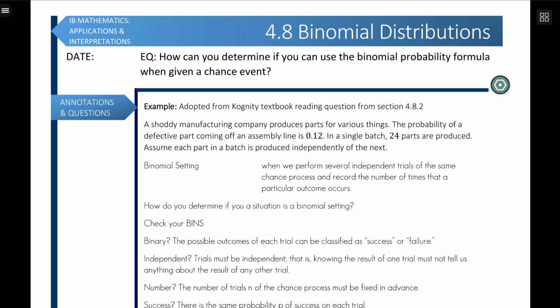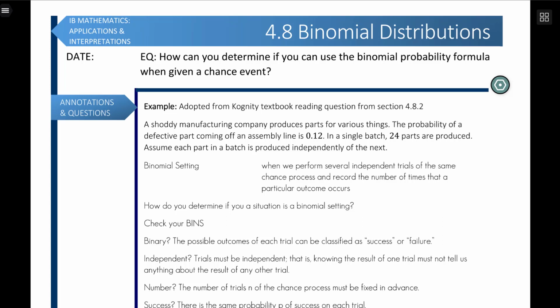First, let's think of an example. This is adapted from your cognitive textbook when you're reading section 4.8.2. So keep your eye out on it because it might help you answer some of those questions in your cognitive reading assignment. A shoddy manufacturing company produces parts for various things. The probability of a defective part coming off an assembly line is 0.12. That's 12%. In a single batch, 24 parts are produced. Assume each part in a batch is produced independently of the next.